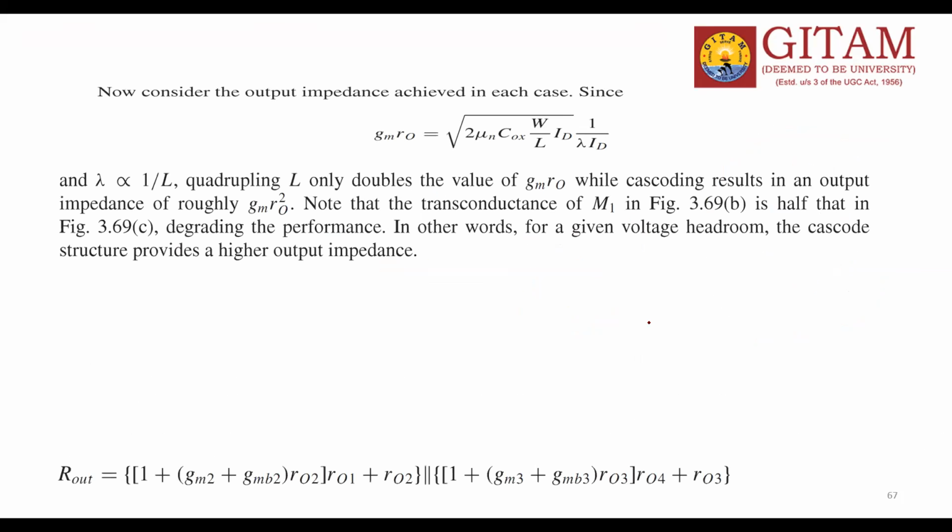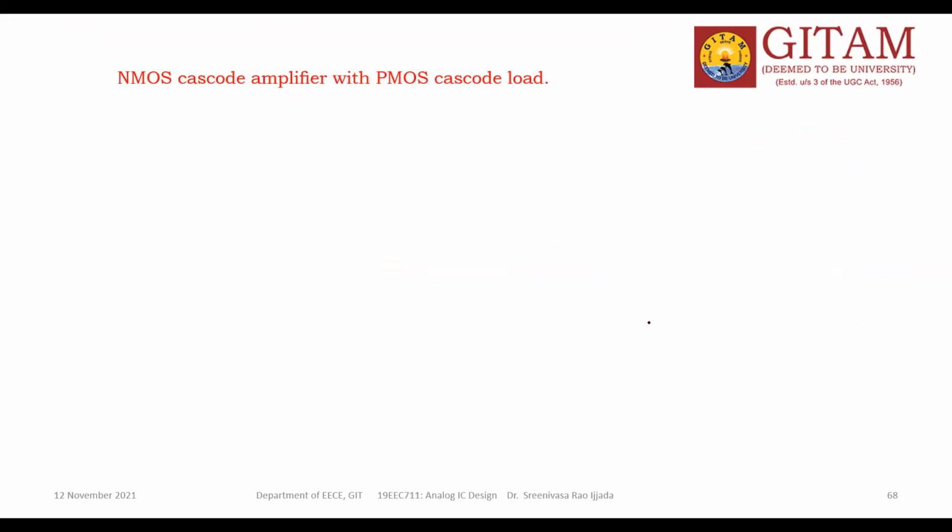Next one is the NMOS cascode amplifier with a PMOS cascode load. In the earlier case, both the transistors in the cascode were NMOS. Now what I am trying to explain is that the load should be changed to PMOS. If the cascode amplifier is NMOS, with all the transistors NMOS, then the load should be PMOS.